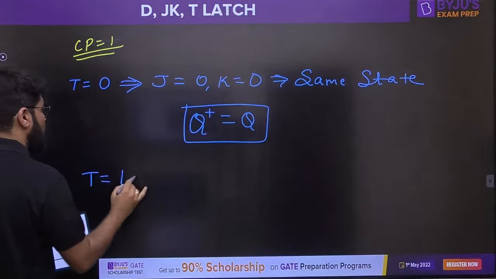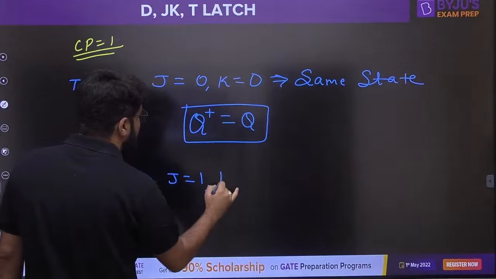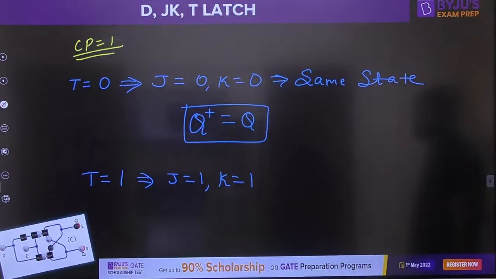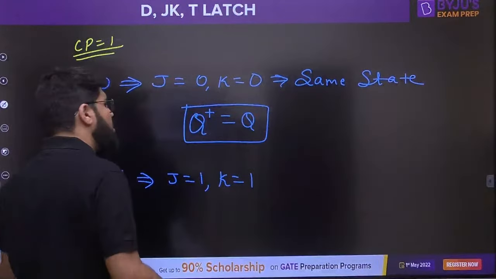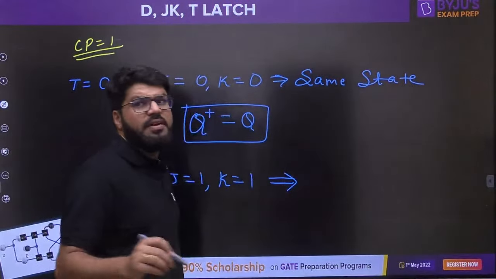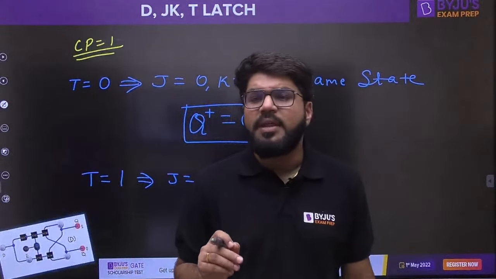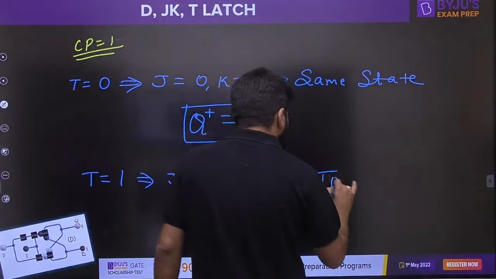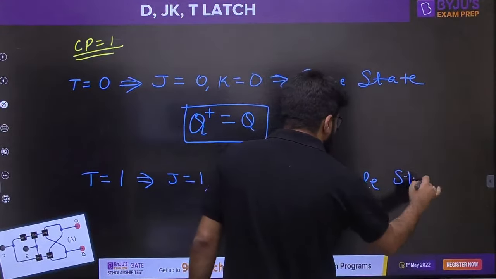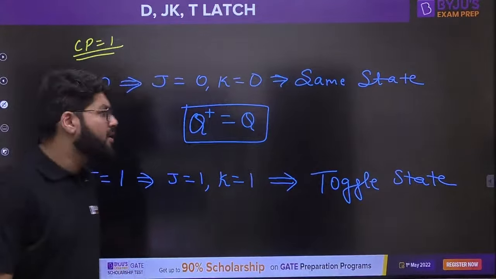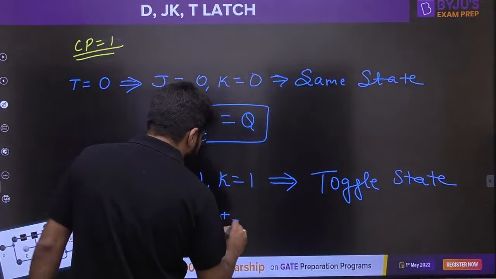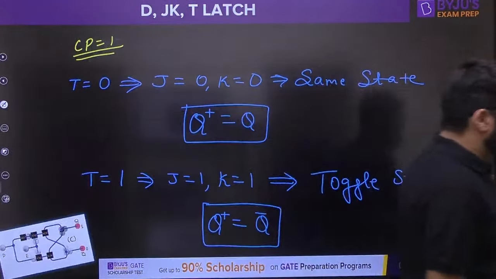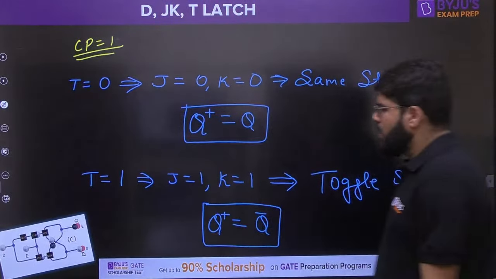But if T is equal to 1 guys, then J is equal to 1, also K is equal to 1. Just now we learned whenever both the inputs of the JK latch are high at the same time, the device goes into the complement state, commonly known as the toggle state. And what should be the value of Q plus? The value of Q plus is Q bar.